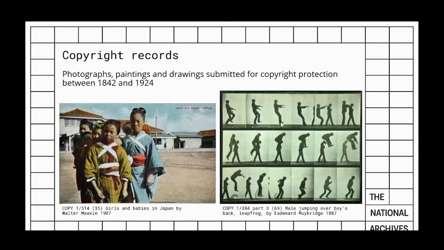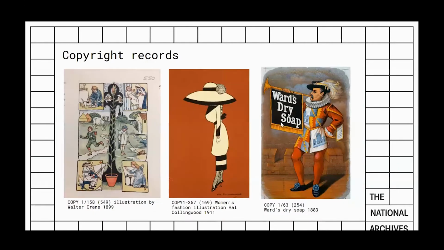Then there's a project that I'm trying to lead on now, trying to expand on, which involves our copyright records. These are photographs, paintings, and drawings submitted for copyright protection between 1842 and 1924. We have a massive collection of these. These are just some examples of the photographs we have, but they're also artwork, advertising, all this kind of material.